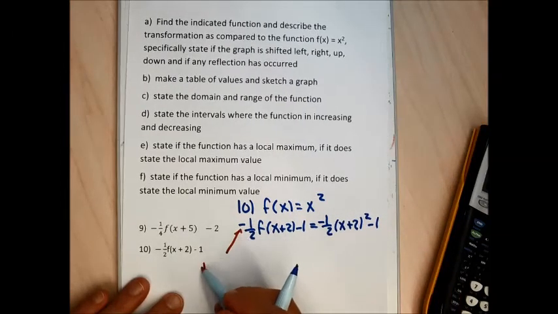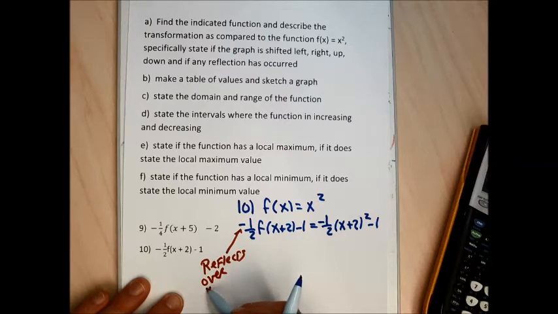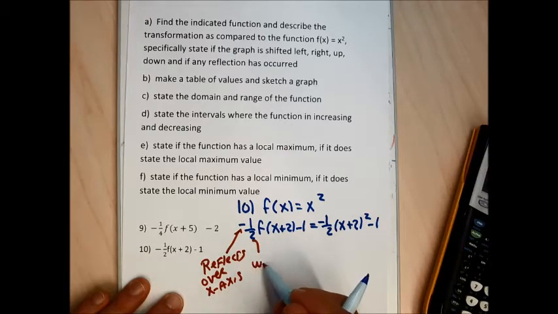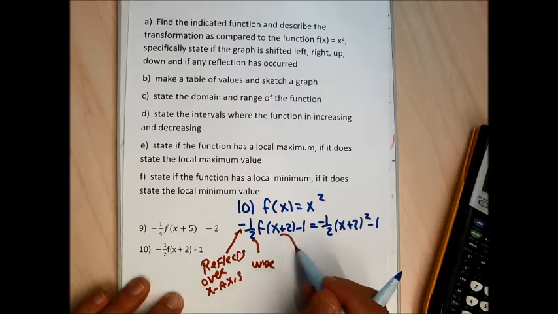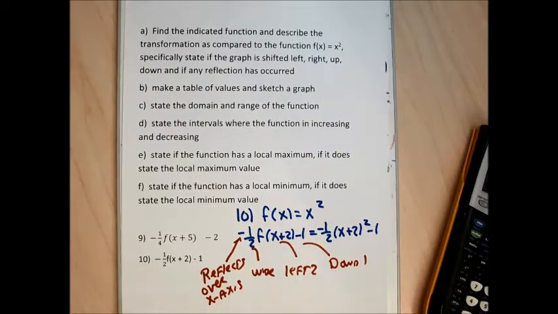That negative reflects it over the x-axis. It's going to turn the parabola upside down. So you could just say it flips it over. That would be fine. This 1/2 is going to make it wider. The plus 2 is going to shift it left 2, and the minus 1 is going to move it down 1. Now I'm done with part A. I'm going to make my table of values and sketch a graph.